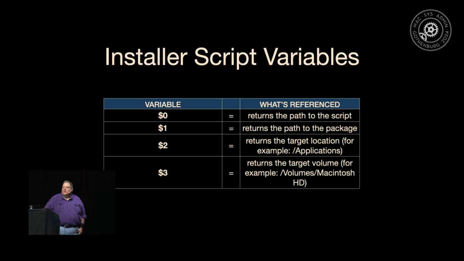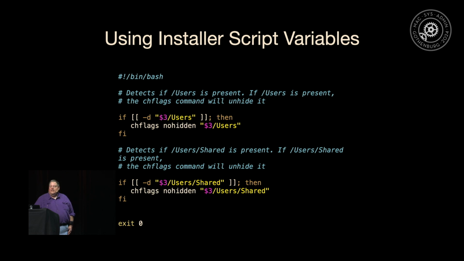So when building a script for use with an installer package, it's helpful to know that the installer application can automatically pass along information to the script using variables. The ones shown on the screen are for shell scripts. Here's an example of using the $3 variable in an installer script. In this case, we're able to take advantage of the installer telling us which drive the package is being installed onto, to have our scripts run their actions on that specified drive.